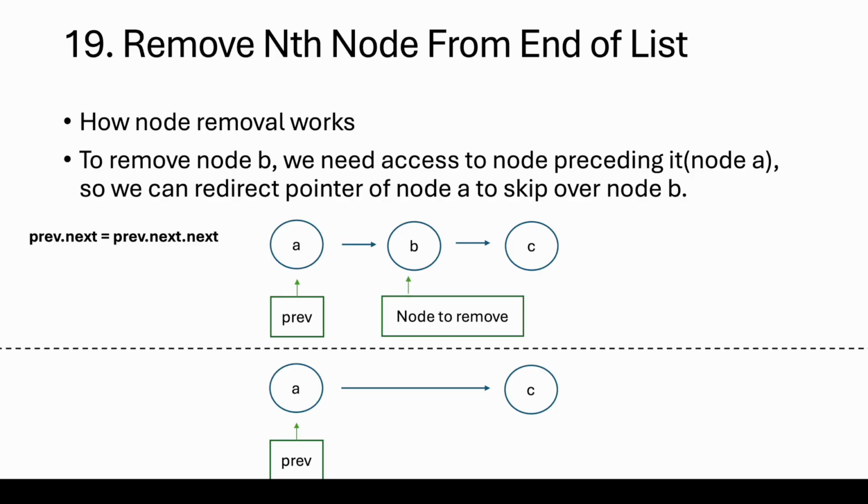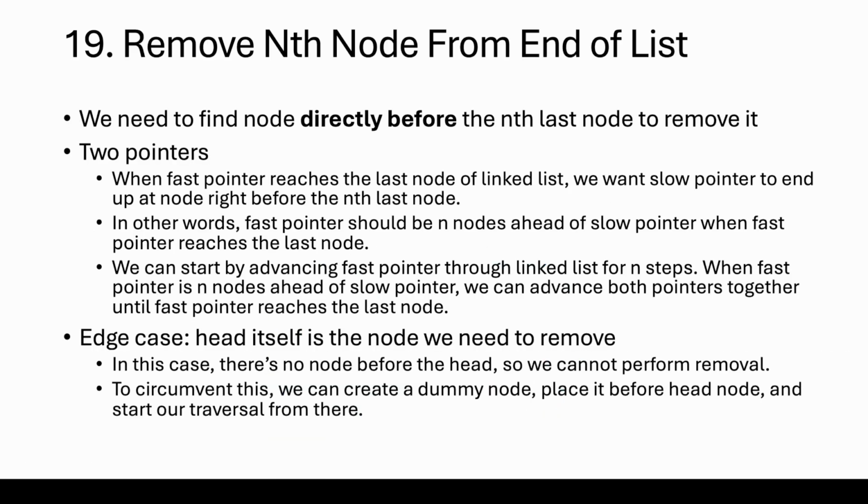In order to remove node B, we need access to the node preceding it, which is node A, and then we can redirect the pointer of node A to skip over node B to point to C directly. So that means in order to remove the nth node from the end of the list, we need to find the node directly before the nth last node.